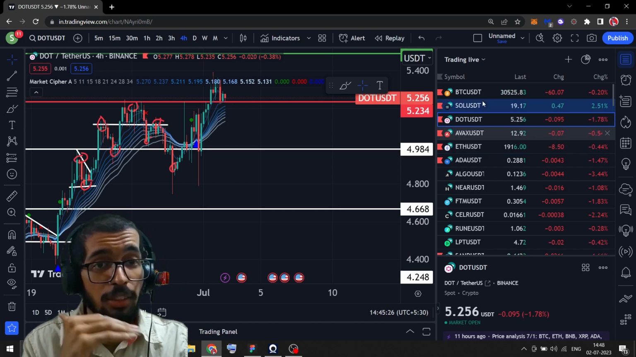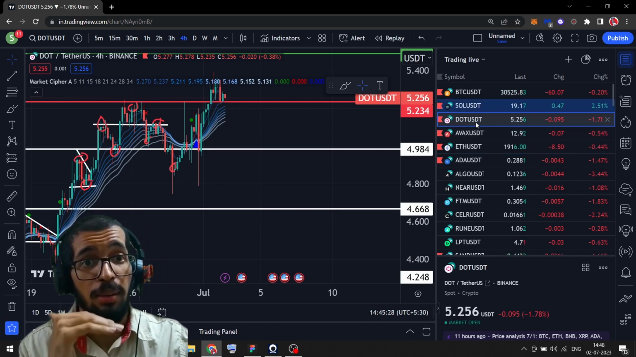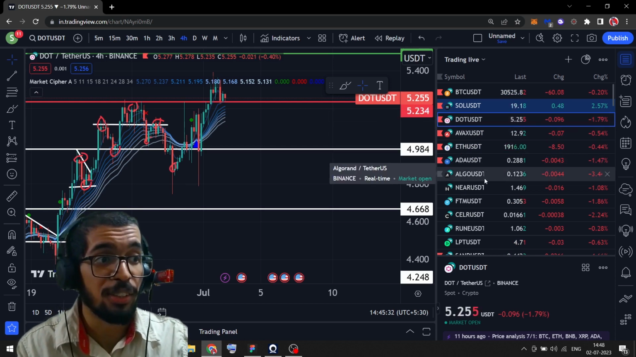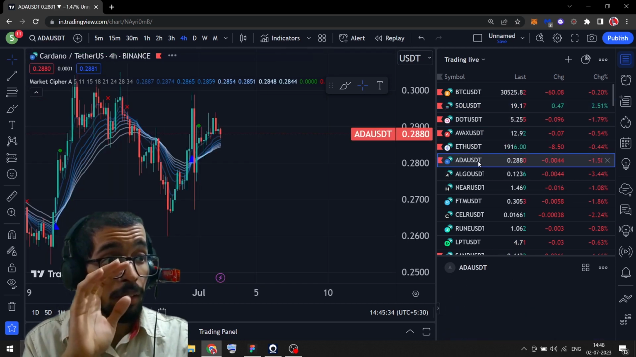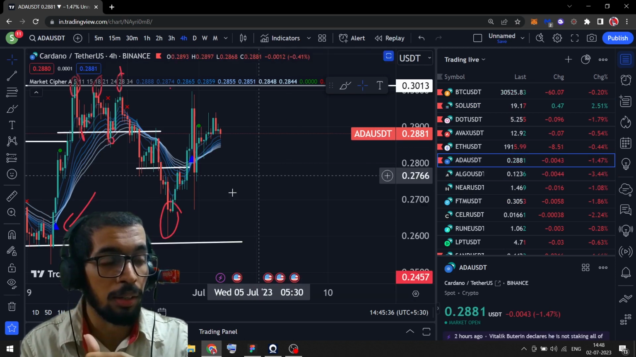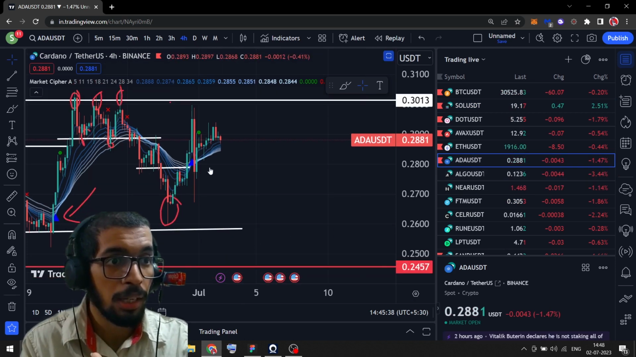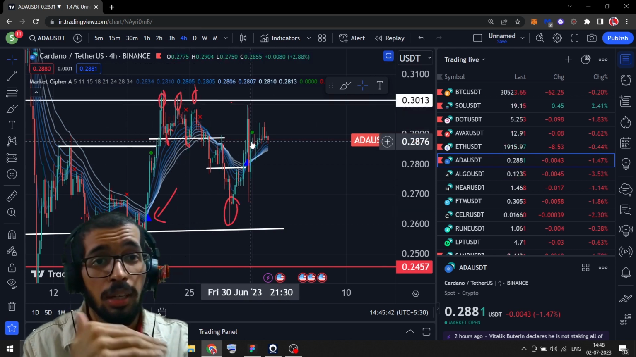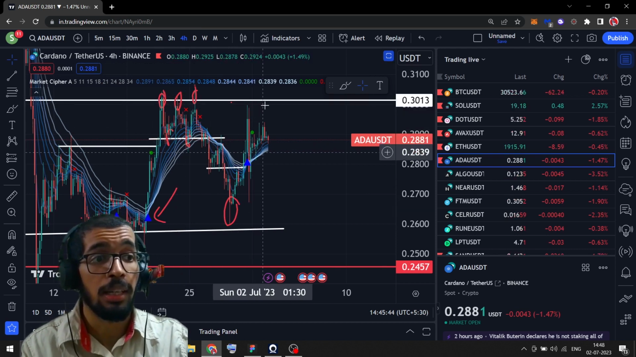But as you go further down your micro caps, it kind of becomes tough to predict. Sometimes it doesn't even pump. You understood, right? You see with your ADA, your ADA was in the bottom. See, it hardly pumped. It gave that pump, but when it was ranging, it was not giving that pump, and then suddenly it pumps. So it kind of becomes difficult to predict these moves.